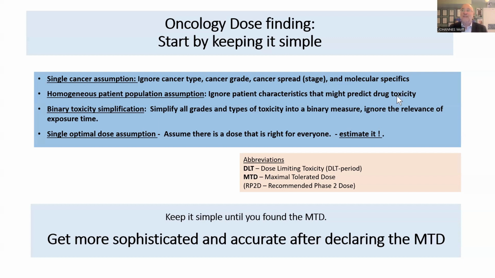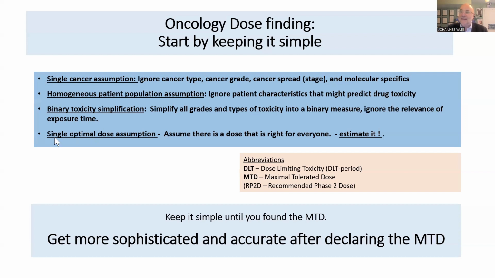Now, we're not ignoring that cancers are different from each other, nor do we ignore that patients are different from each other in these study designs. But what we're ignoring is that there are characteristics in the patients that could predict the toxicity. We kind of think that the differences of patients is just random. We have a dose-limiting toxicity, yes or no. And in reality, we are simplifying the grades and types of toxicity to a simple binary measure. We also ignore the relevance of exposure time.